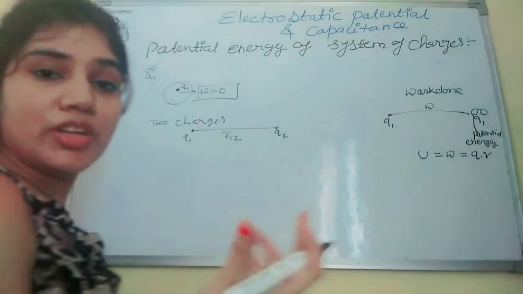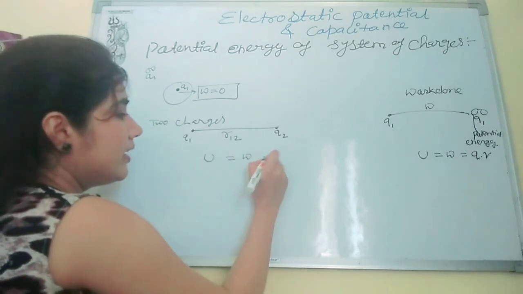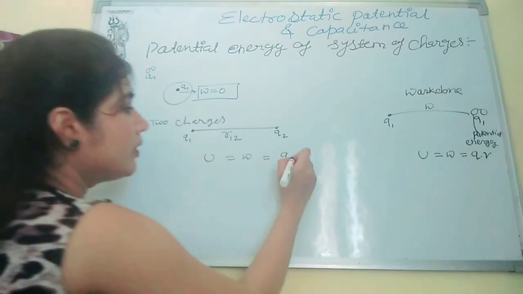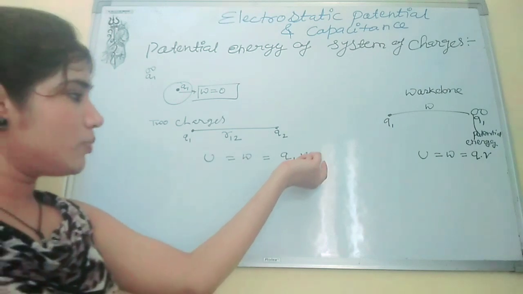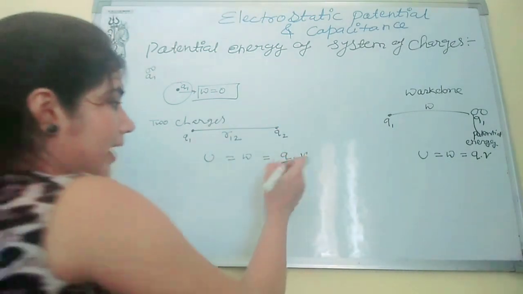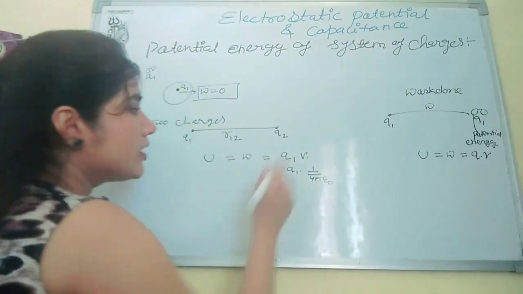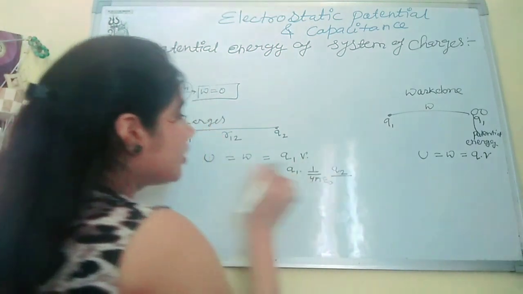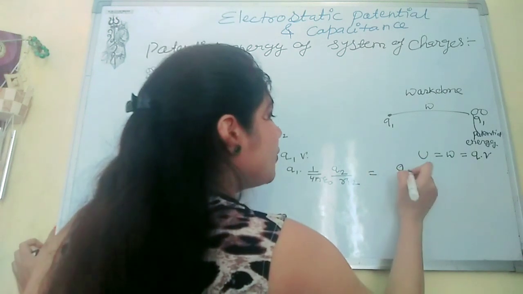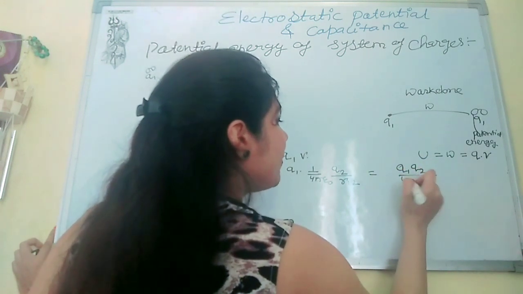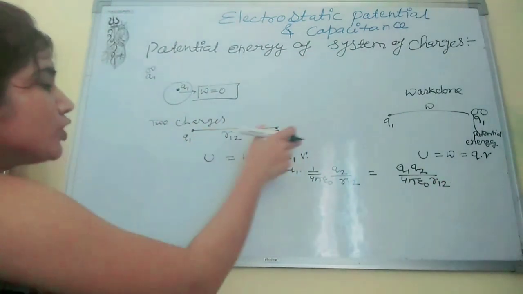So how will we find the potential energy? We simply apply U equal to W in the form of work, that is Q1 into V, and now we put in the potential expression because of this Q2, and that will be Q1 into 1 by 4 pi epsilon naught Q2 upon the distance R12. So the expression will be Q1 Q2 upon 4 pi epsilon naught R12. This is for the two charges.